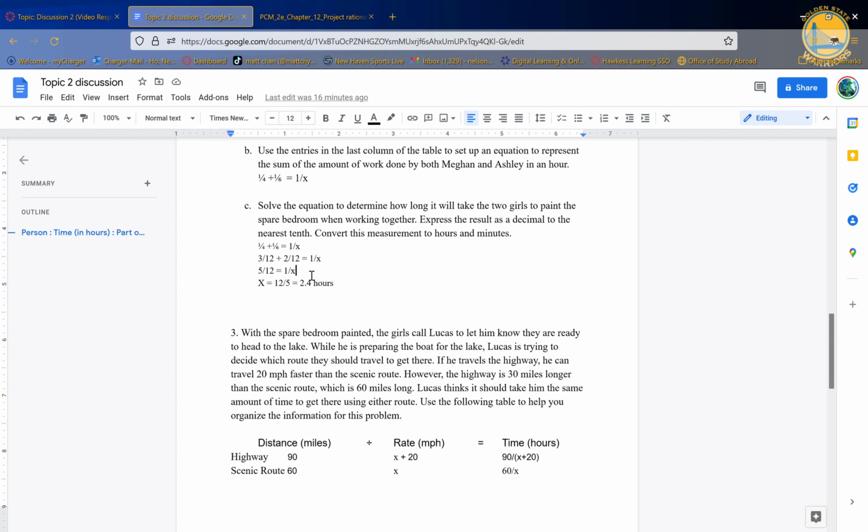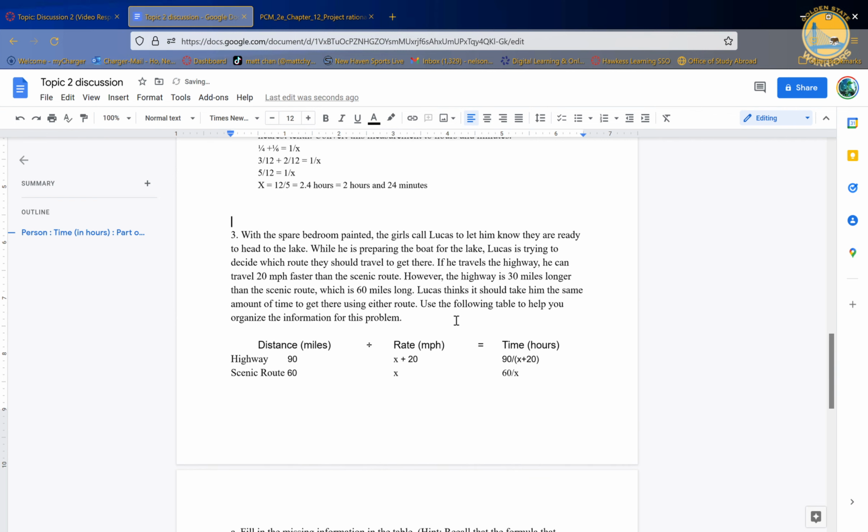Now to solve for x, we multiply both sides by 12 over 5. And so x equals 12 over 5, which equals about 2.4 hours. And 2.4 hours equals 2 hours and, what is it, 0.4 of an hour. So that's 60 divided by 5, it's 12, times 2. It's 0.4, so it's 24. So it's about 2 hours and 24 minutes.